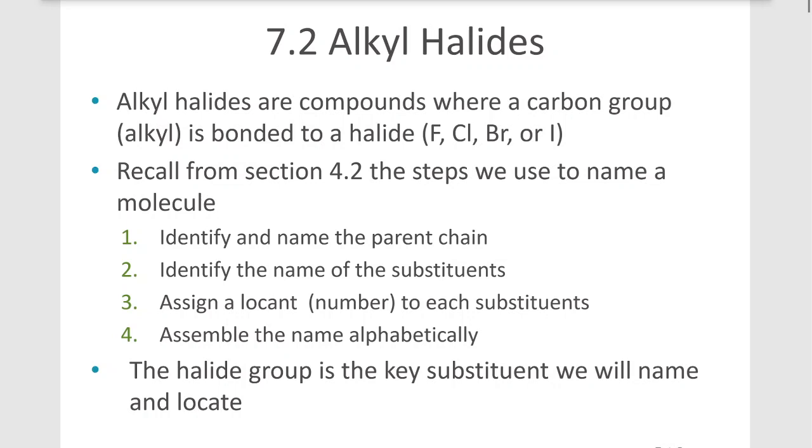And so in order to name them, we're going to use the same rules that we used before. We're going to find and name the parent chain, identify and name all of the substituents, so we're going to learn how to name those halide substituents in this section, assign a number to each of the substituents, and then assemble the name alphabetically. So the halide group is a key substituent we're going to name and locate in this section.